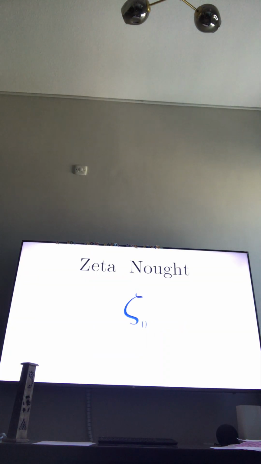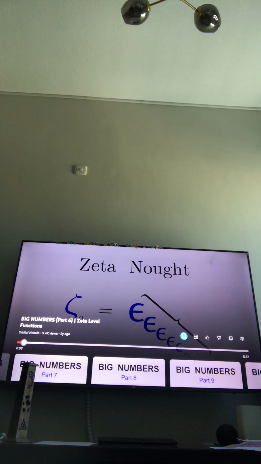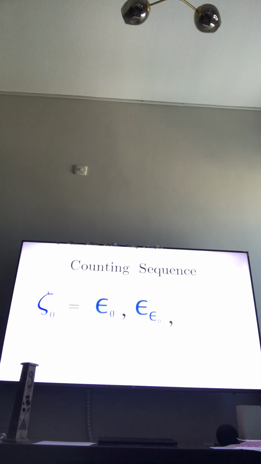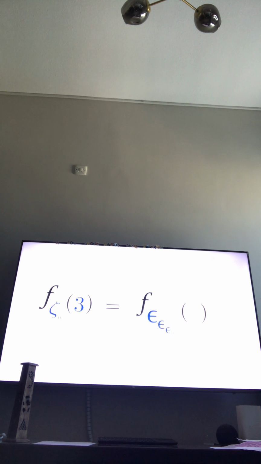Zeta naught can be seen as an infinite nesting of epsilons. The counting sequence for zeta naught is equal to epsilon naught, epsilon epsilon naught, epsilon epsilon epsilon naught, and so on and so forth. Let's have f zeta naught of 3. This is equal to f epsilon epsilon epsilon naught of 3.